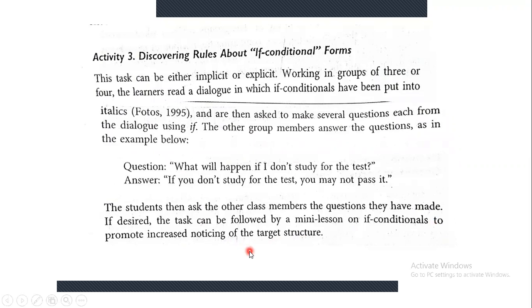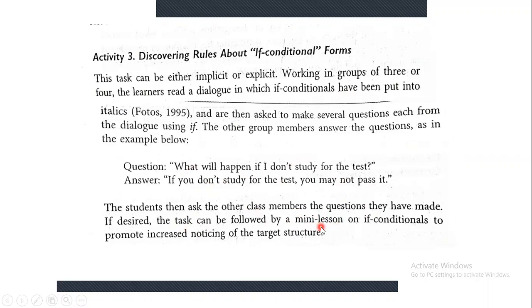Very good. So here, this can be either implicit or explicit. You know why explicit? Because the target structure is actually highlighted here. It is the conditional. Why implicit? Because it is more like talking related to the target forms. You just talk about this, but then it is highlighted here. So it is explicit here. The student then asks other classmates the question they have made. If desired, the class can be followed by a mini lesson.